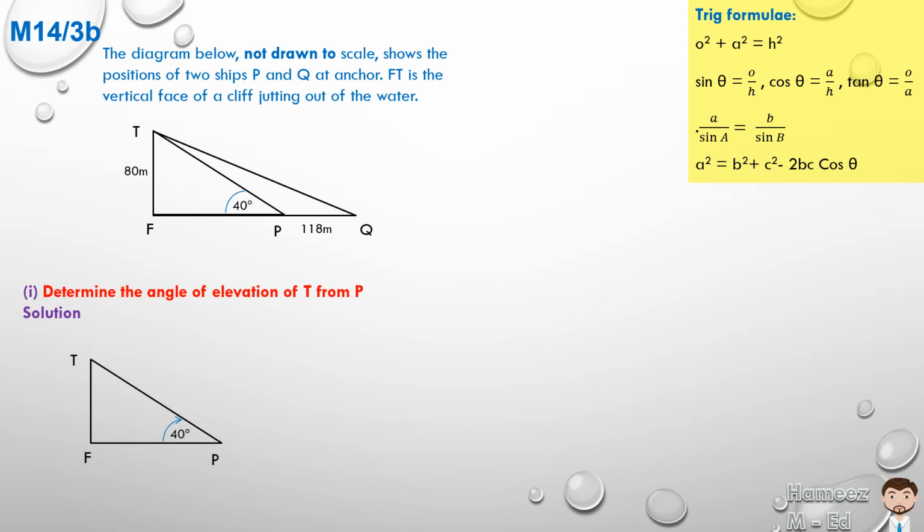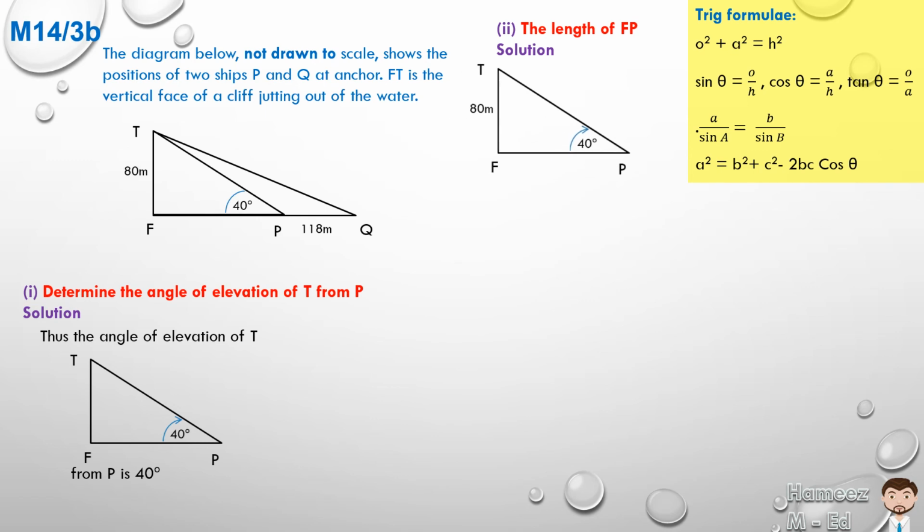Look vertically upwards from a horizontal position. So how much did our eyes turn? Our eyes turned an angle of 40 degrees. So that is our angle of elevation. In part 2, the length of FP. So let's solve that by extracting the triangle and redrawing it.